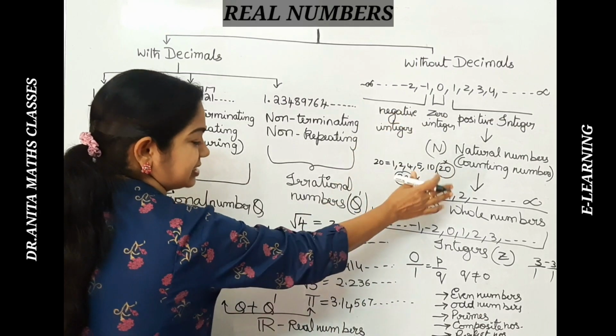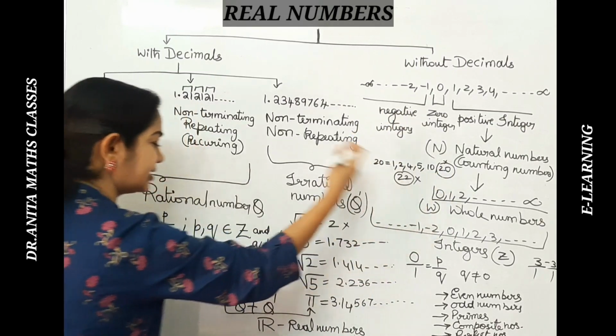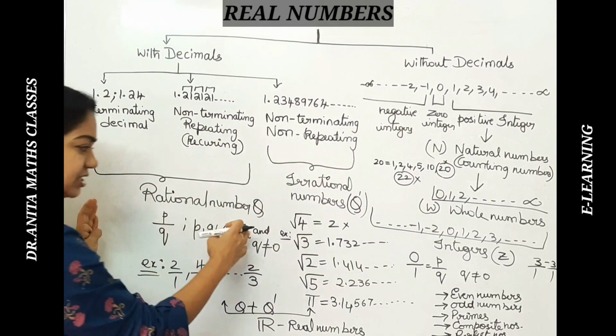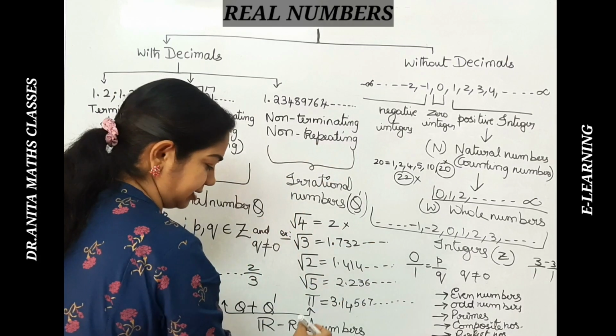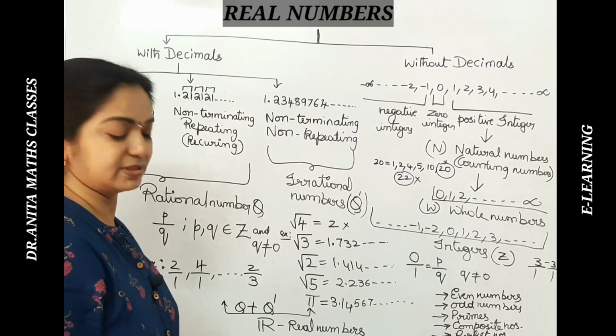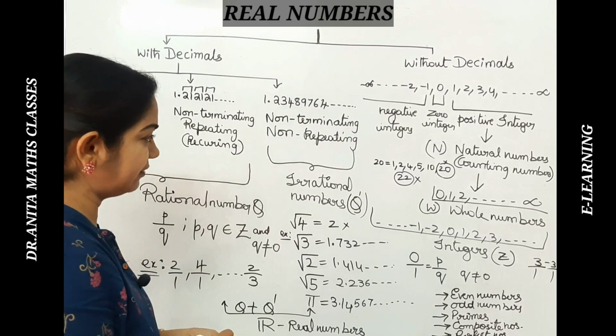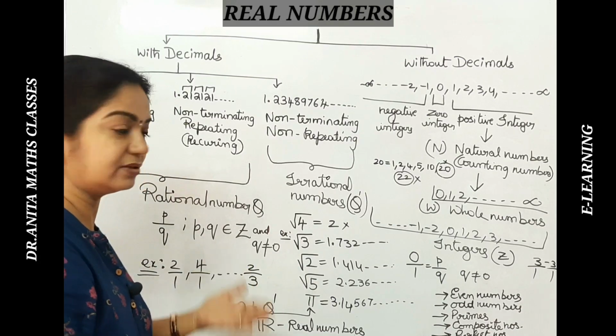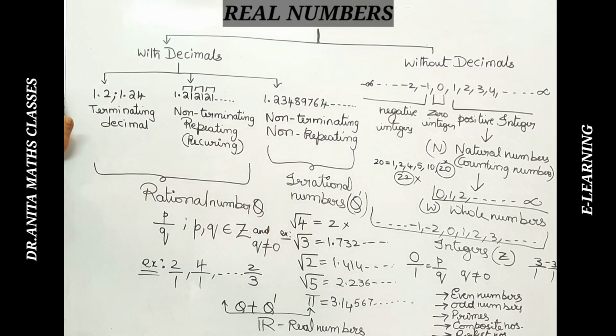Here, numbers without decimals are integers, right? Integers are again rational numbers, I told. Rational numbers along with irrational numbers are the real numbers, what we started with. This is a brief introduction of real numbers. We will look at the exercise problems. Pause it and note it down.